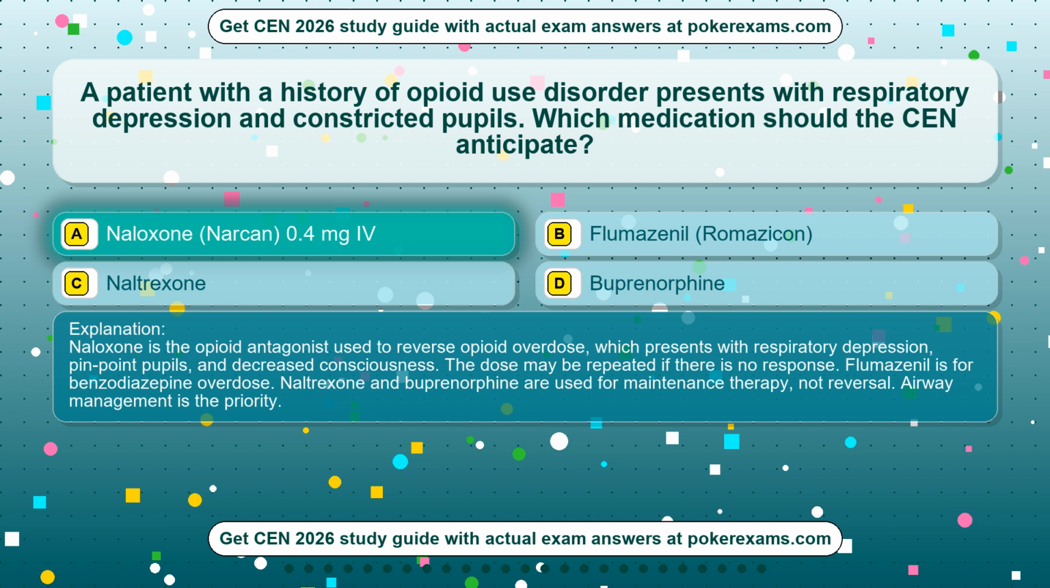Naloxone is the opioid antagonist used to reverse opioid overdose, which presents with respiratory depression, pinpoint pupils, and decreased consciousness. The dose may be repeated if there is no response. Flumazenil is for benzodiazepine overdose. Naltrexone and buprenorphine are used for maintenance therapy, not reversal. Airway management is the priority.